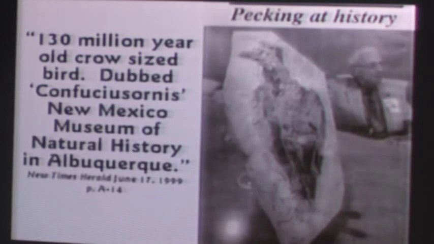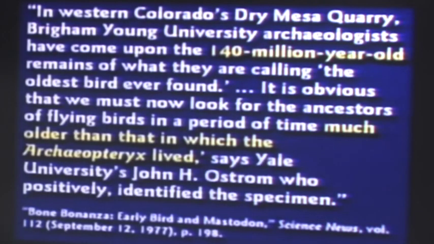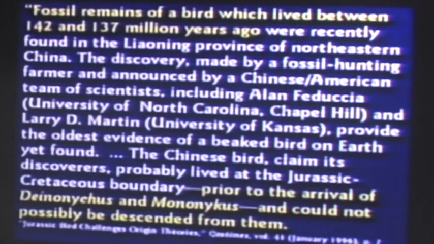If you find fully formed birds in rock that you think is 130 million years old, then Archaeopteryx at 65 million years old cannot be a missing link, can it? Because birds were already here. Even with their dumb geologic column, it doesn't work.